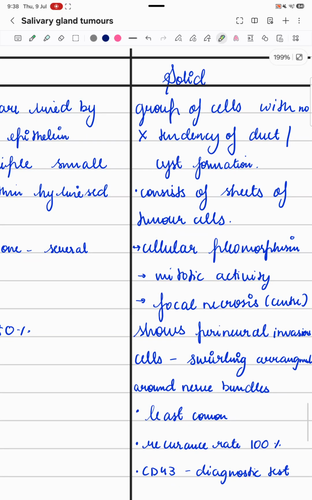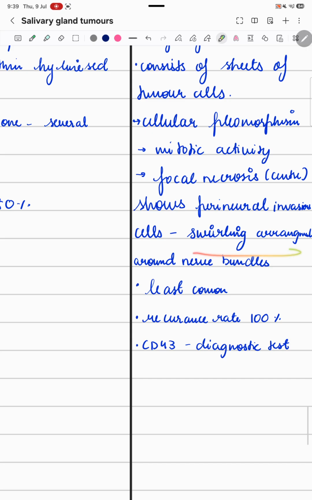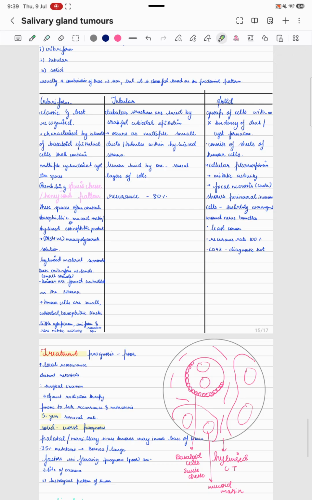Solid is a group of cells with no tendency for cyst formation, and it is arranged in sheets of tumor cells. Cellular pleomorphism is seen, mitotic activity, focal necrosis, and perineural invasion. The arrangement is whirling around the nerve bundles. This is the least common. Recurrence is 100%, and a CD43 test is done to diagnose it.